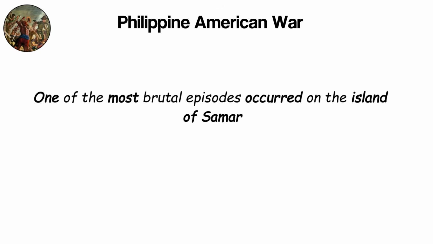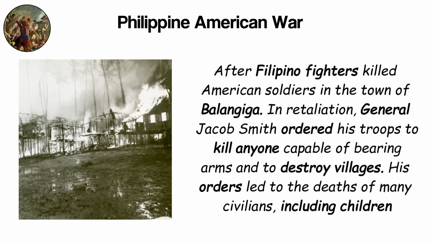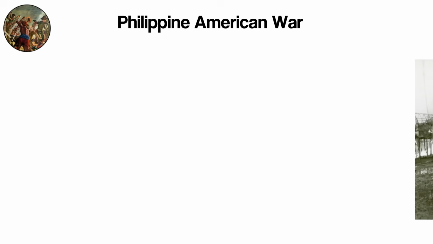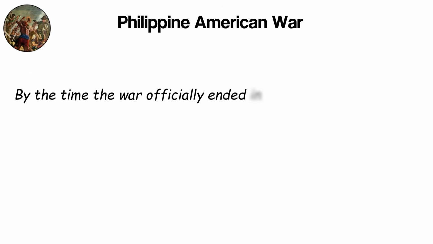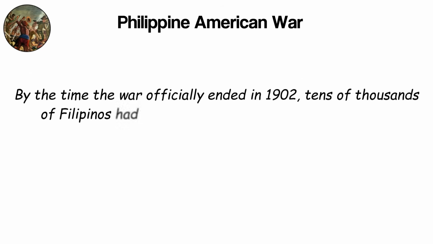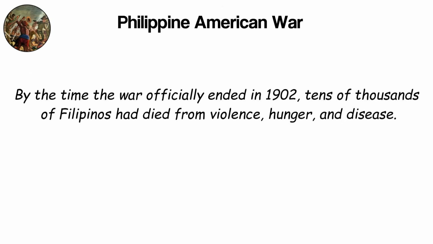One of the most brutal episodes occurred on the island of Samar after Filipino fighters killed American soldiers in the town of Balangiga. In retaliation, General Jacob Smith ordered his troops to kill anyone capable of bearing arms and to destroy villages. His orders led to the deaths of many civilians, including children. By the time the war officially ended in 1902, tens of thousands of Filipinos had died from violence, hunger, and disease.